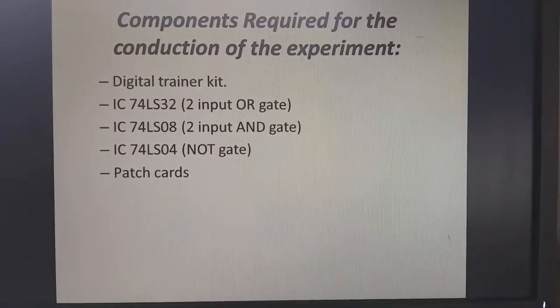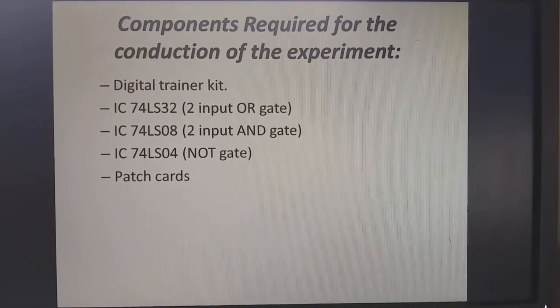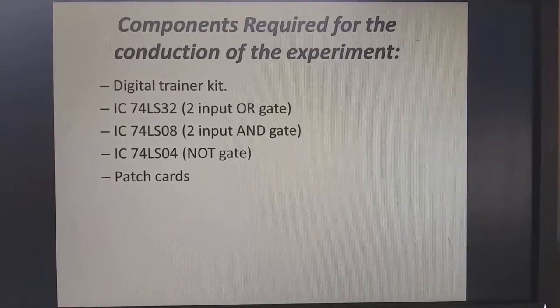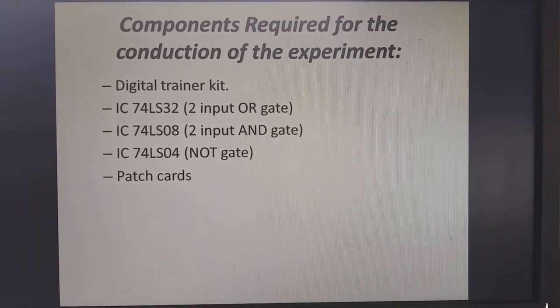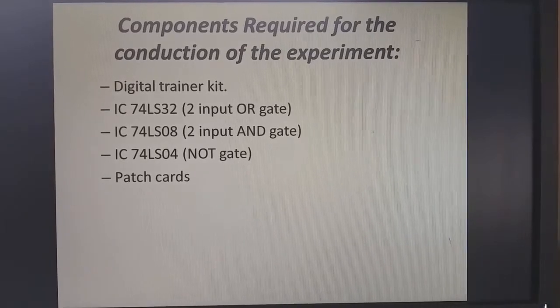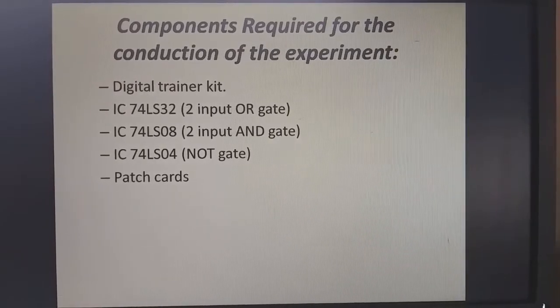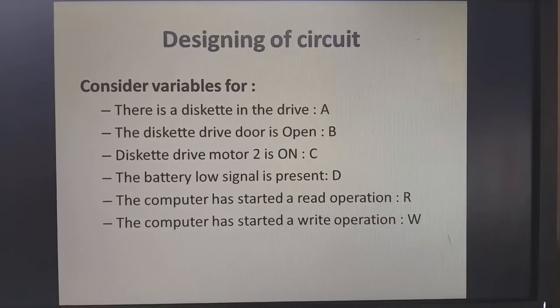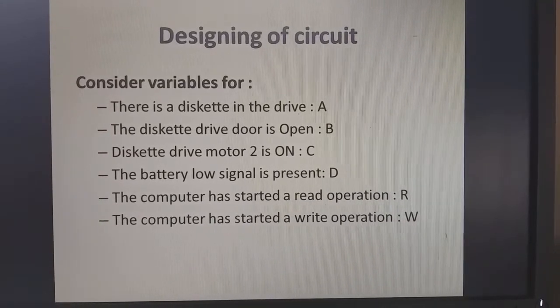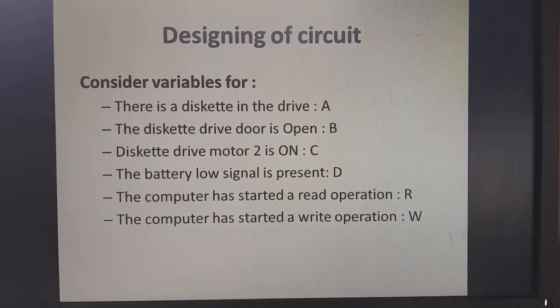Fine. So the components required to conduct this experiment are the digital trainer kit, then the ICs 7432, that is OR gate, 7408 AND gate, and 7404 NOT gate, and as usual the patch cords. To design the experiment, we have to get the Boolean expression. To get the Boolean expression, we should have input variables and the output variables.